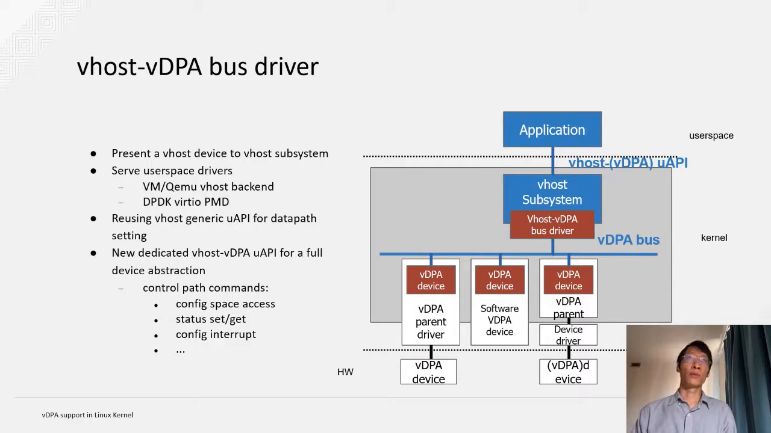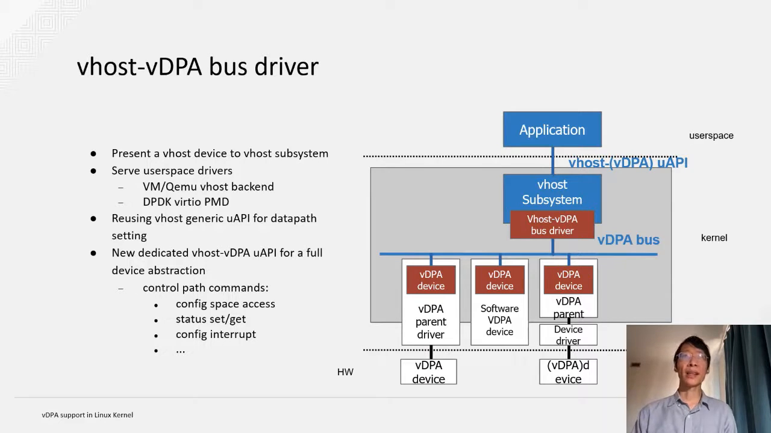So we will first talk about the vhost-VDPA bus driver. This bus driver is used to present a vhost device to the vhost subsystem. It serves mainly for the user space virtual drivers. For example, it could serve for the QEMU vhost backend, for QEMU to present a virtual data path to the VM, or it could serve for the DPDK virtio PMD, which serves the NFV use case.